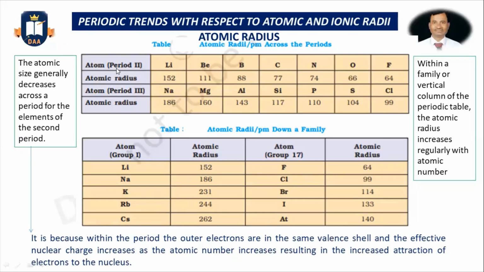Now if you consider the period, from the discussion in unit number 2, we know during the electronic configuration determinations that along the period, the outer shell will remain the same, but due to the increase of the atomic number, the nuclear charge will increase along the elements belonging to the period. And this results in increasing attraction of electrons to the nucleus.